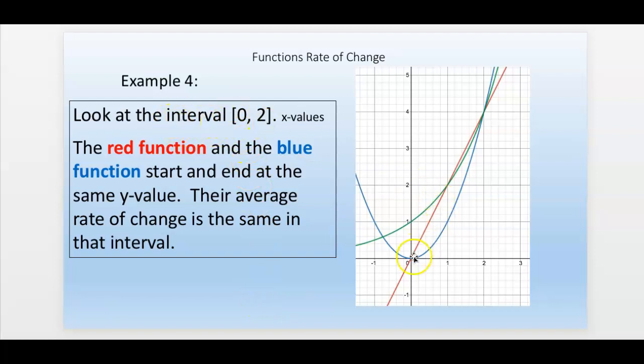Now, look at the interval from 0 to 2. You see that the red and the blue go up exactly the same. They start and end at the exact same point, so their average rate of change is the same in that interval. But the green does not go up as much. It only goes up 1, 2, 3, where these go up 1, 2, 3, 4 in the same interval. These have a greater rate of change than the green one in that interval.